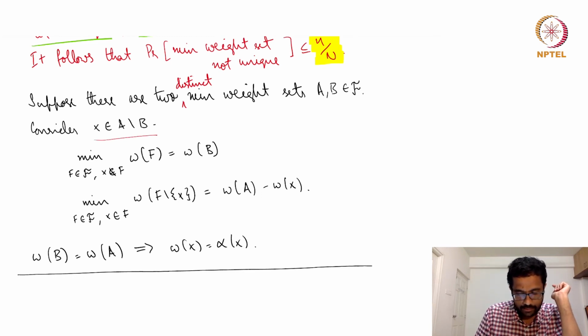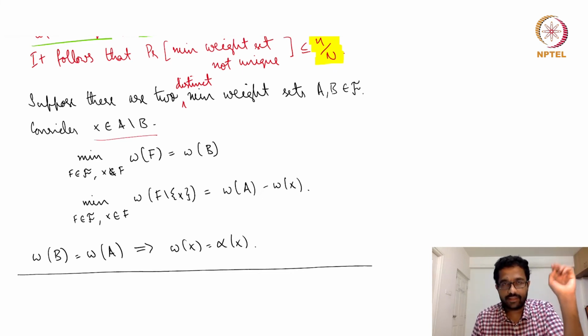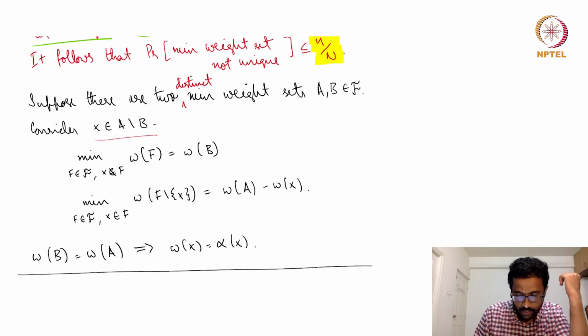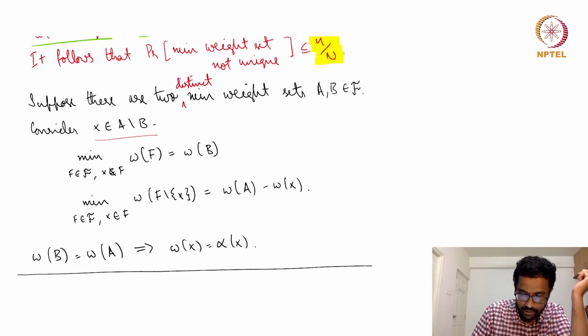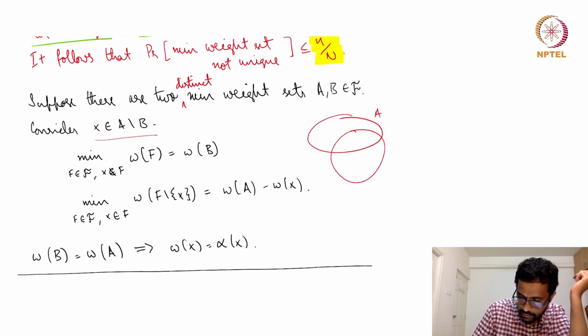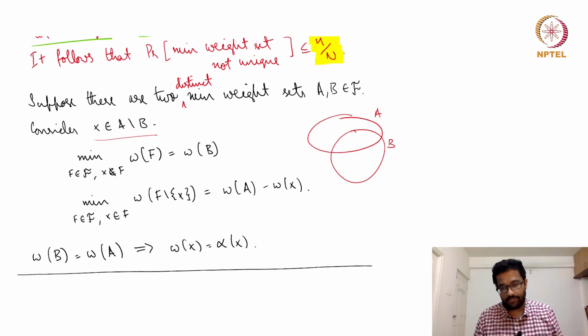Now consider the minimum weight set f in script F that does not contain x. We know that A and B are two minimum weight sets, though there could be more. Out of these, x is not in B, and x is in A. It cannot be a strict subset, because a strict subset would mean B has a smaller weight.